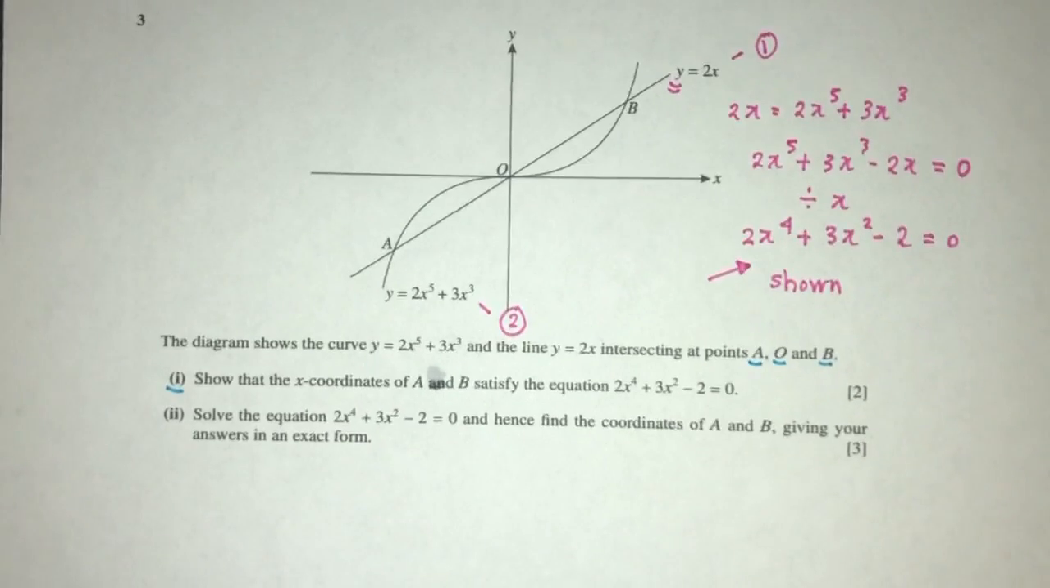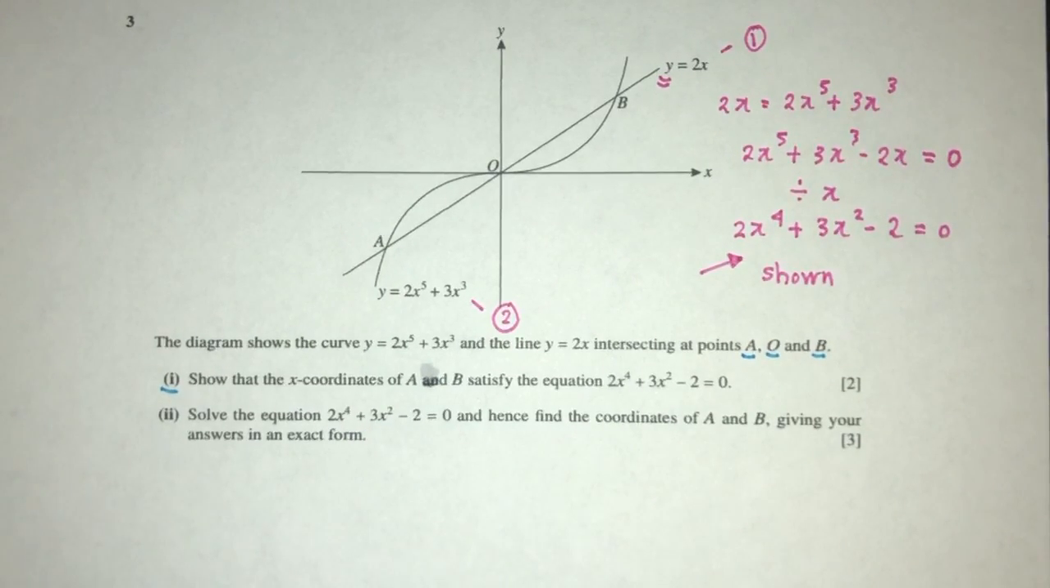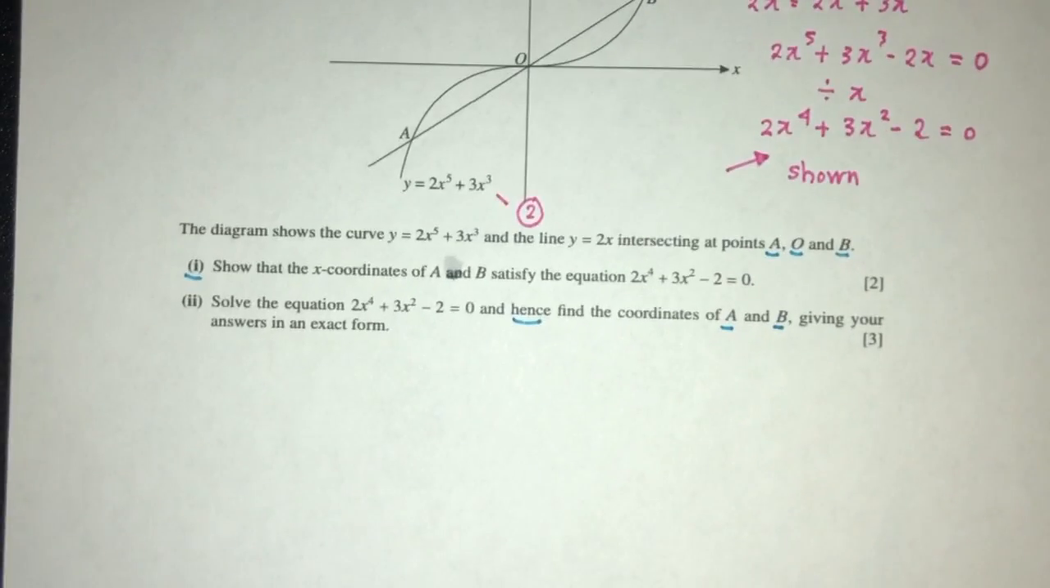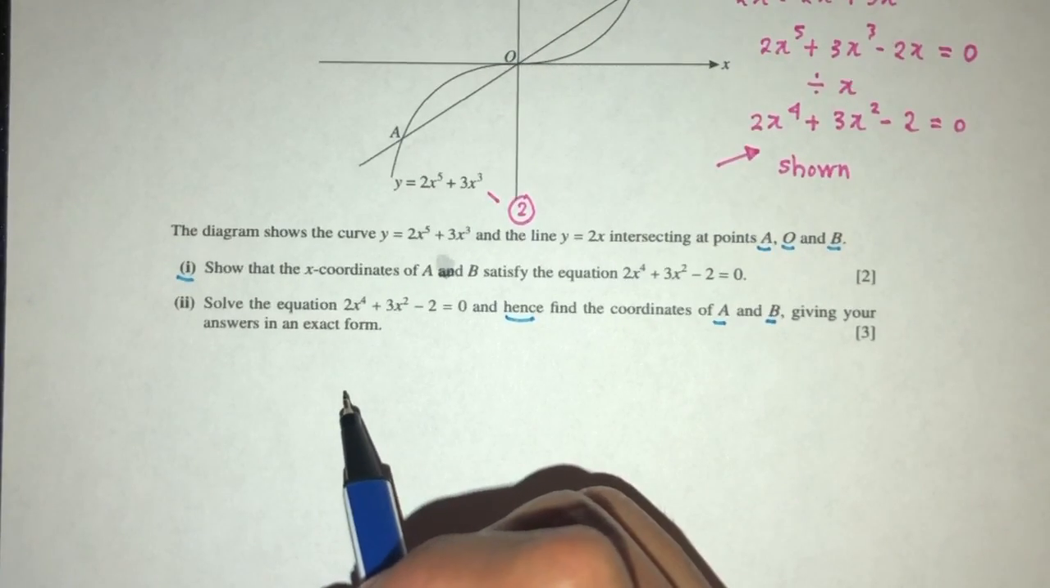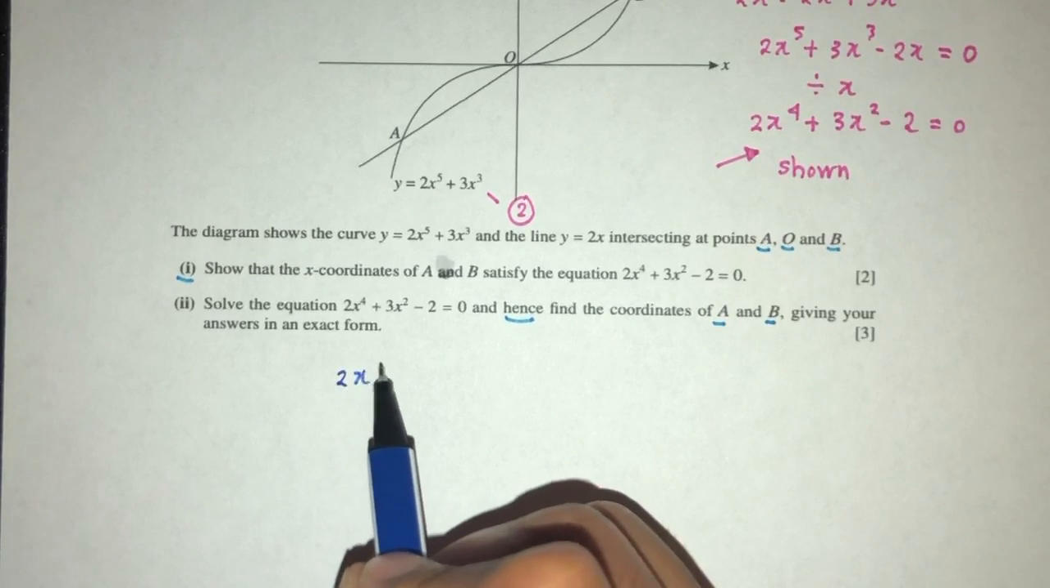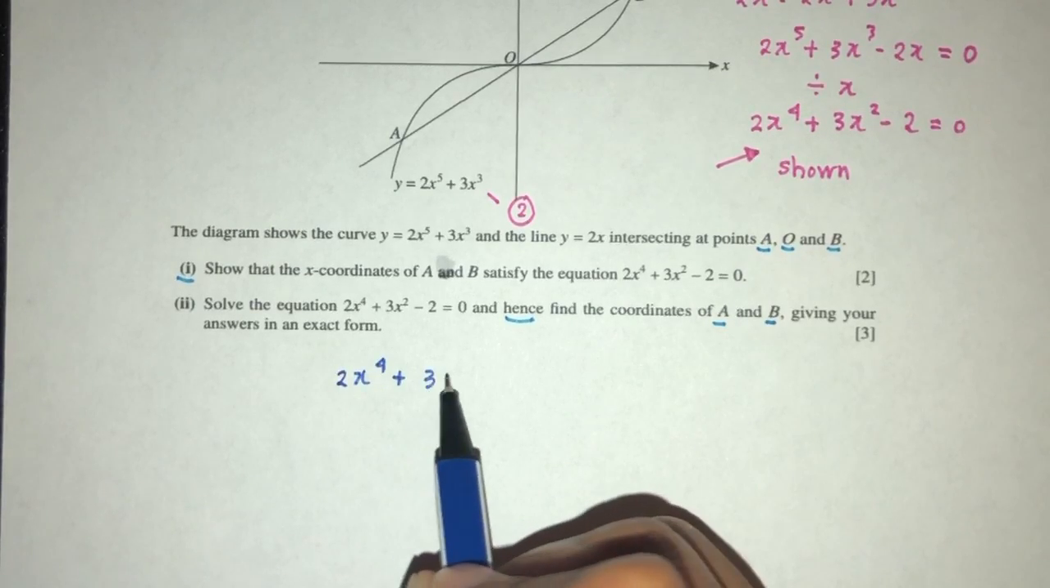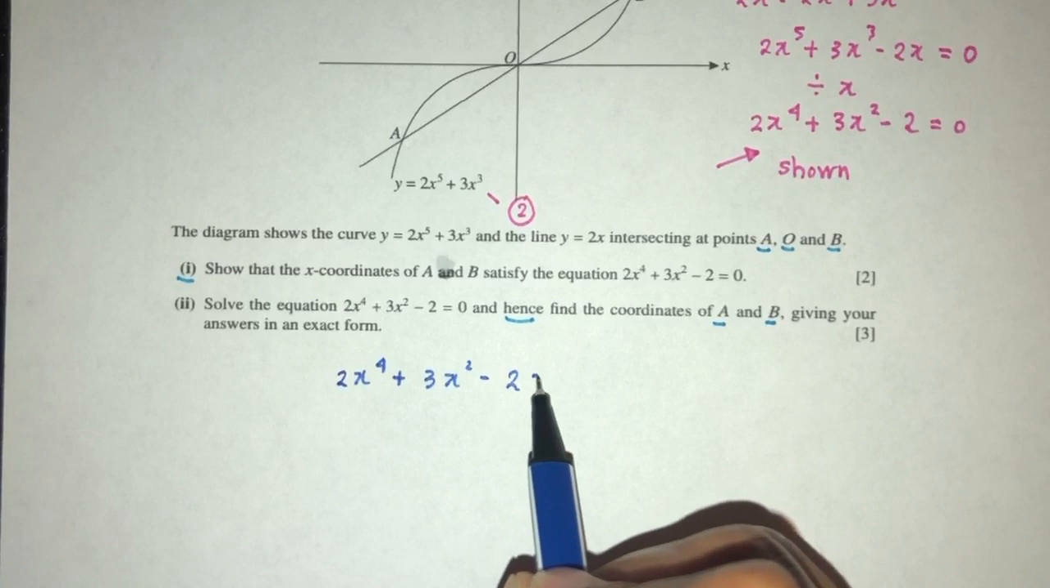Now for part 2, we have to solve this equation, and hence, using that, find the points A and B, giving your answer in exact form. So pretty easy. How would you solve this? So let's observe. Here we have 2x power 4 plus 3x squared minus 2.